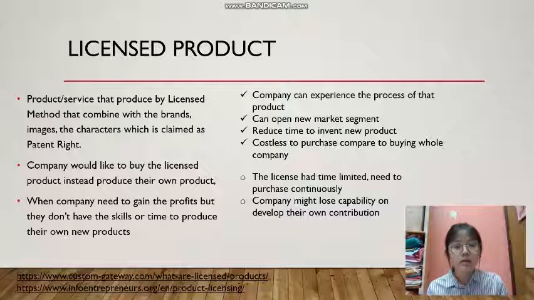However, the disadvantages are that the license of the product has a time limit. They need to purchase it continuously. The second is the company might lose the capability to produce their own contributions.